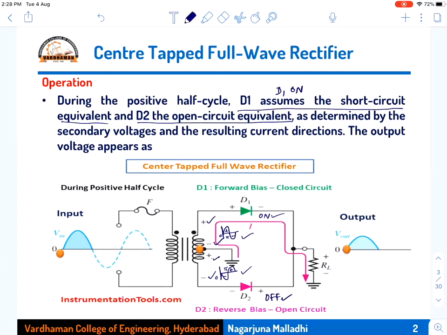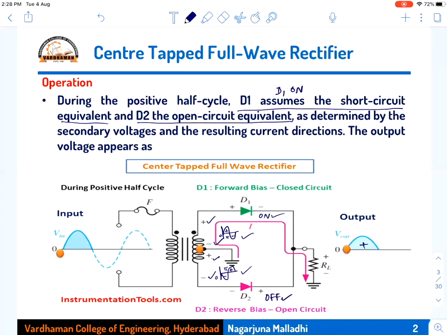Therefore, you will be getting the output which is the same as the input in the first half of the secondary winding. So the output of this half wave rectifier will be the first half cycle of the first secondary portion of the waveform. So you will be getting the output like this.